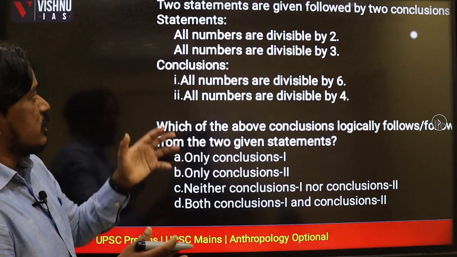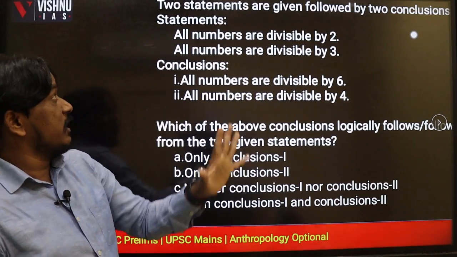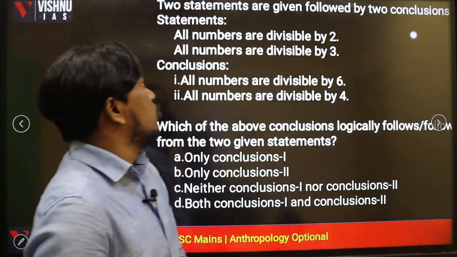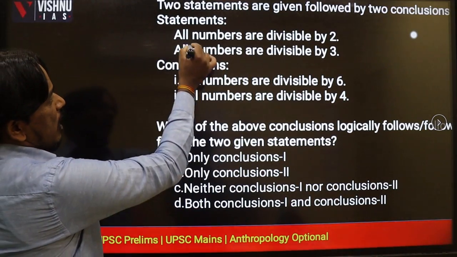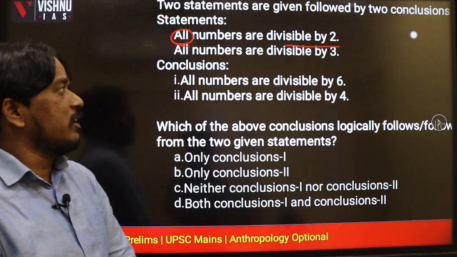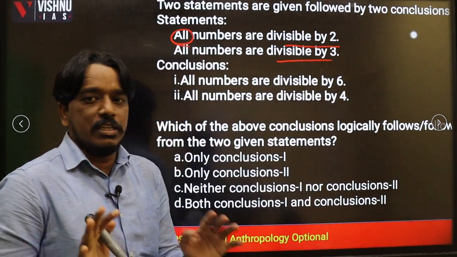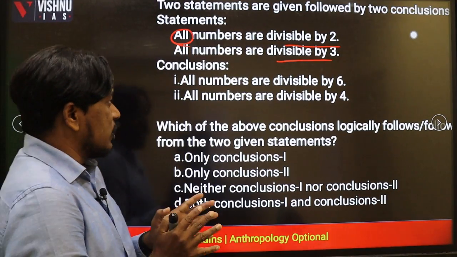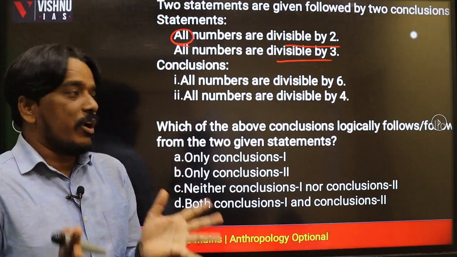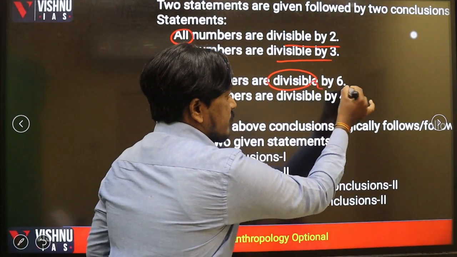This is also similar to the statement conclusion, very basic type of questions in the reasoning or logical reasoning. Now 2 statements are given followed by 2 conclusions. The first one is all numbers are divisible by 2. All numbers are divisible by 2. All numbers are divisible by 3. These are the 2 statements we have, and from these 2 statements we have to conclude whether the given conclusions are right or wrong. The first one is all numbers divisible by 6.